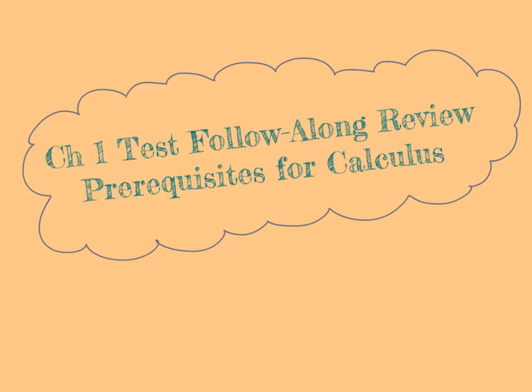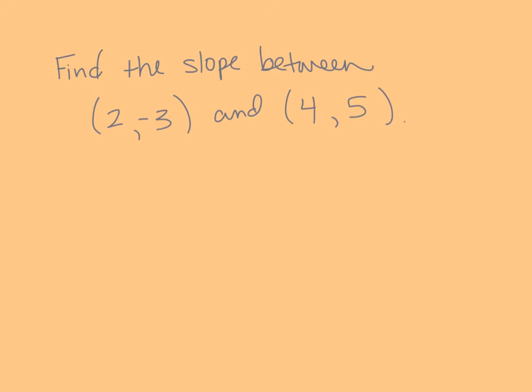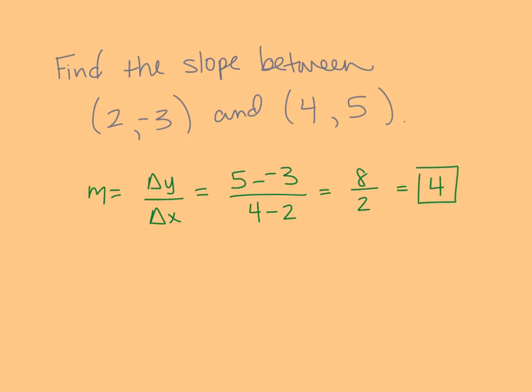So let's get started. First, we want to find the slope between these 2 points. So please pause the video here and work it out. Work it out. The slope here is 4.